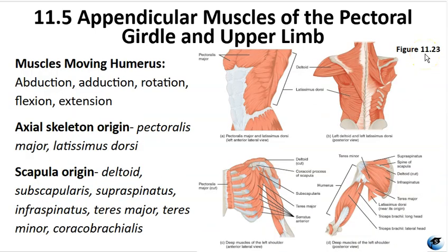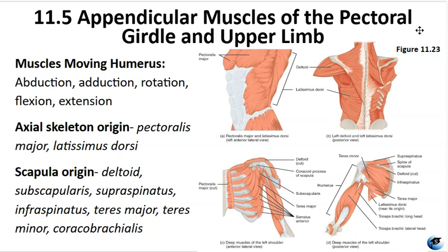There are 9 muscles that cross the shoulder joint, and they move the humerus in actions like abduction, adduction, rotation, flexion, and extension. 2 originate on the axial skeleton, the pectoralis major, and latissimus dorsi, which is a wide back muscle. The remaining 7 originate on the scapula. The deltoid covers the shoulder and abducts the arm. The subscapularis lies on the front of the scapula. The supraspinatus and infraspinatus sit above and below the scapular spine. The teres major and teres minor run along the lateral scapula, and the coracobrachialis connects the coracoid process to the humerus.